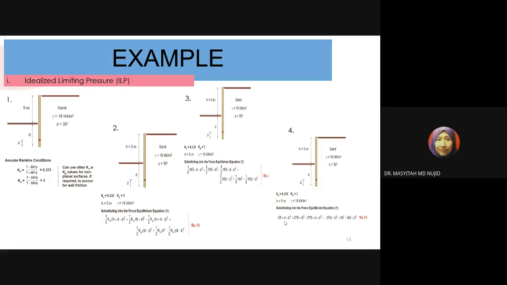The last one remains as 3 times (5 + d - z) squared plus 27 times (5 + d) squared minus 27 (5 + d - z) squared is equal to 27 (d - z) squared plus 3d squared minus 3 times (d - z) squared.